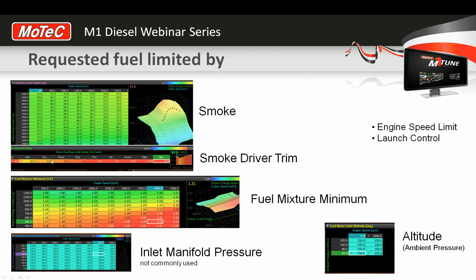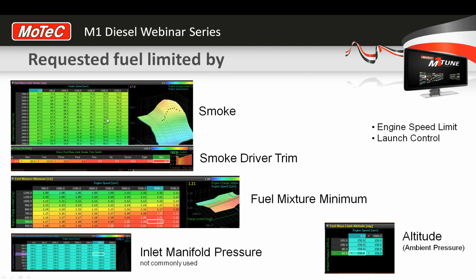Alright, so that smoke table, here's our driver trim for that. We've got a 9 position switch here. It's actually 10 if you count all of them. So we've got 10 locations where we can add or subtract, if you like, percentage on these numbers. So see here, percentage trim.